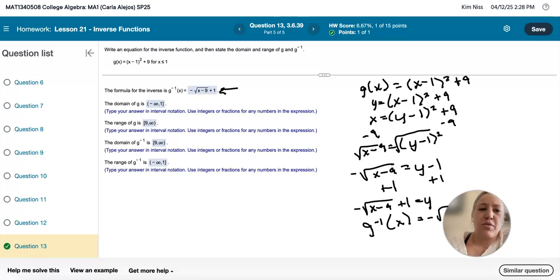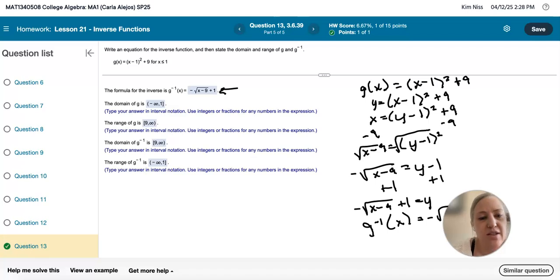Now we have to find the domain and range of both functions. So the domain of g, again, we have to evaluate the fact that we're bounded by 1, so it's everything less than or equal to 1, and the function is going to stop at x equals 1. That's why the domain of our original function is everything less than or equal to 1 for the x values. Well, the range is everything greater than or equal to 9, and so the range is just 9 to infinity.